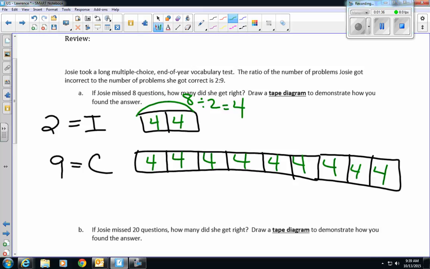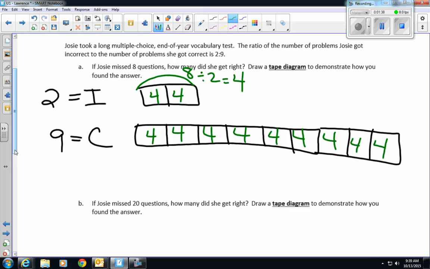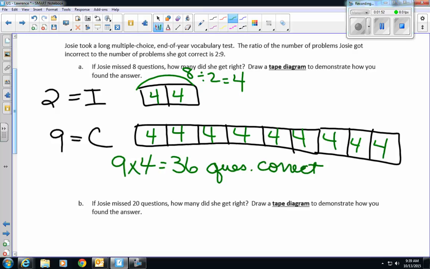And then we can find out how many she got correct by doing 9 boxes times 4 in each box is 36 questions correct. Right? Easy peasy?